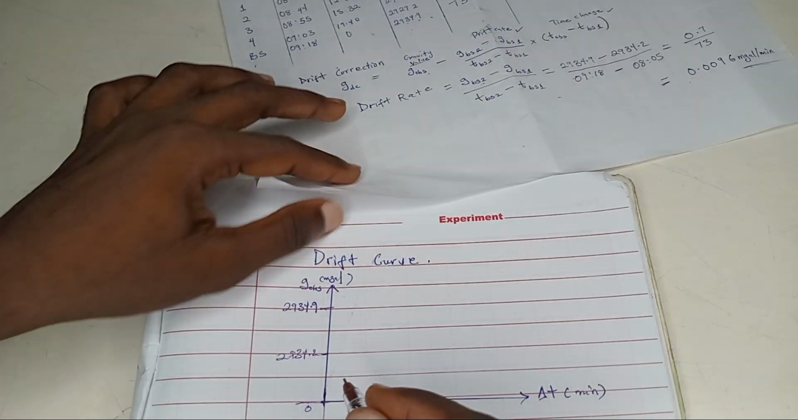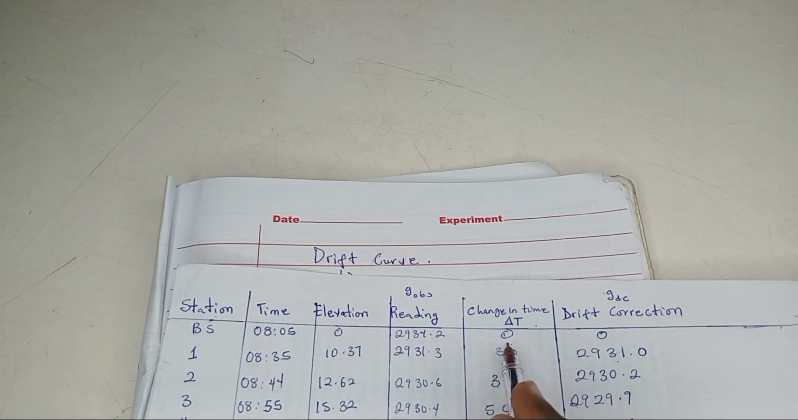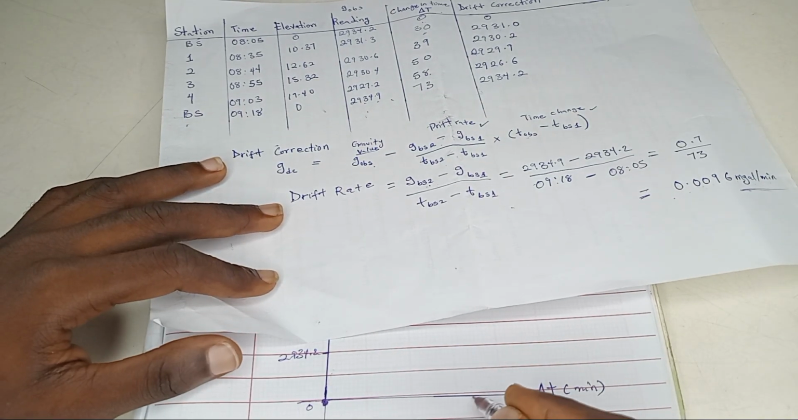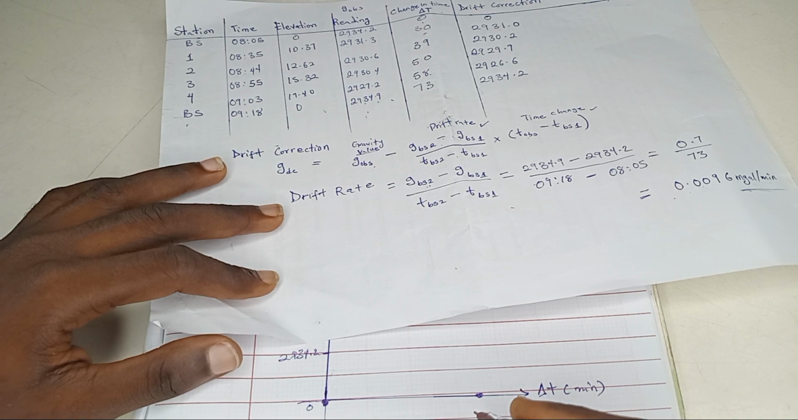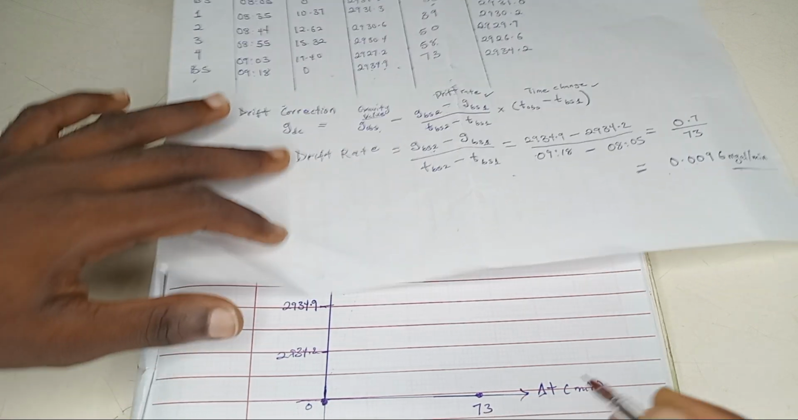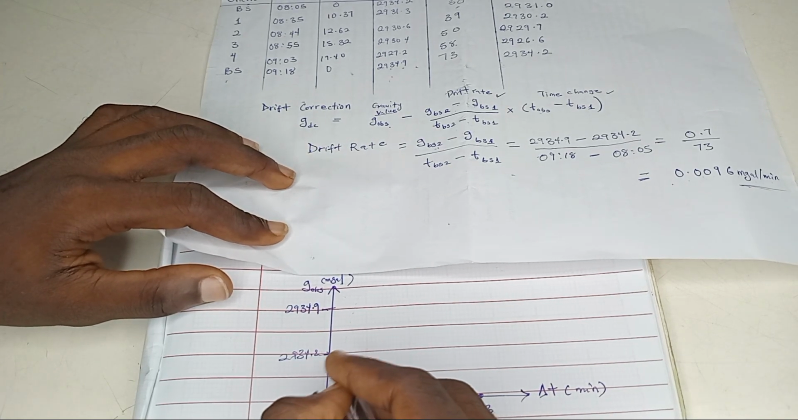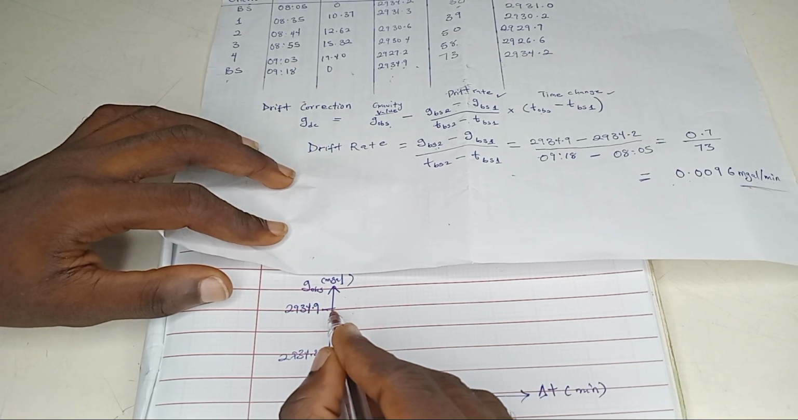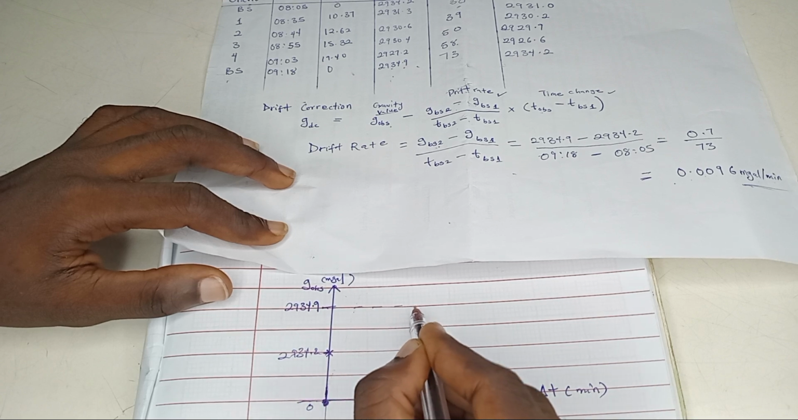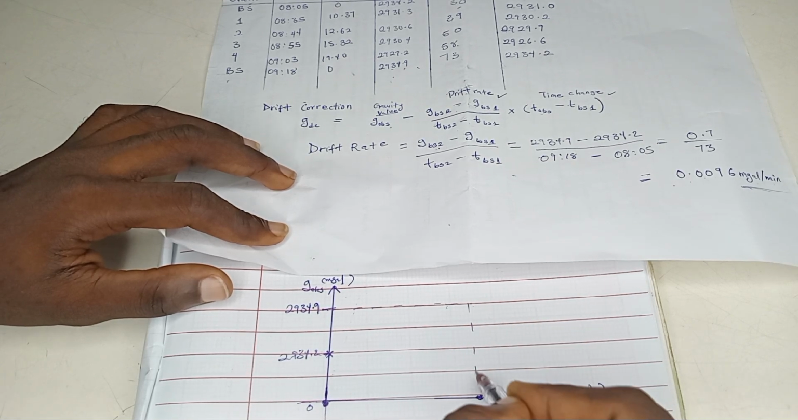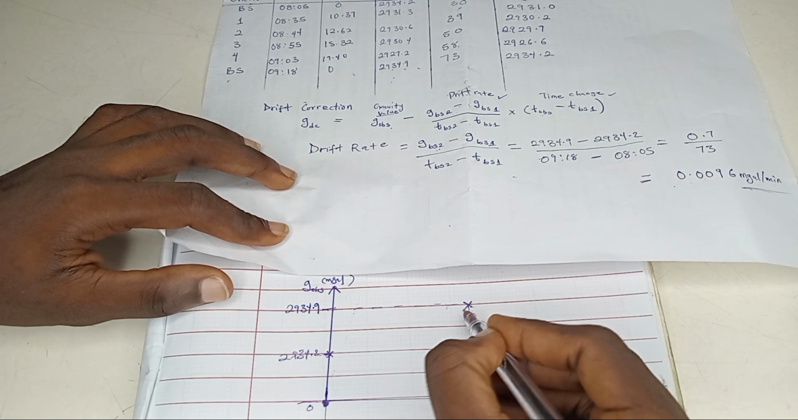The change in time here is 0 for the first base station. And the second base station is at 73. So it's easy. You plot this one, then you plot the other one at this time. You know how to do your graph, so you do it on your graph.